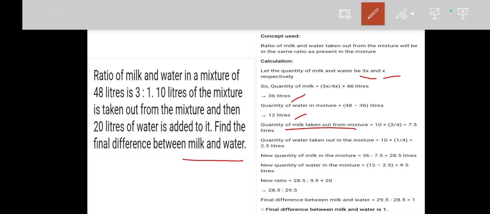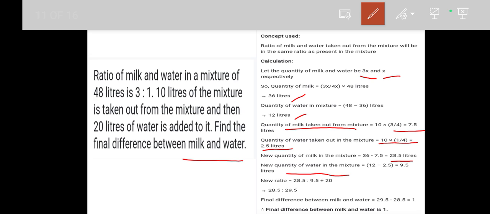Next, to find the quantity of water that is taken out, it is 10 into 1 by 4, because from that 4 parts, 1 part is water. So it is 10 into 1 by 4, which is 2.5 liters. So 7.5 liters of milk and 2.5 liters of water is the amount removed from the mixture. From this 10 liters, 7.5 is milk, 2.5 is water. So the new quantity of milk in the mixture, initially it was 36. From that this 7.5 is removed, so we get 28.5 liters of milk that is presently in the mixture.